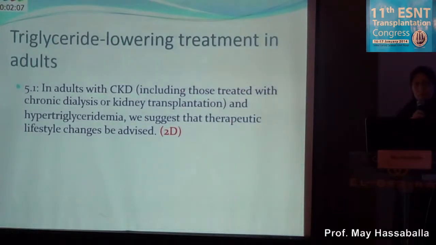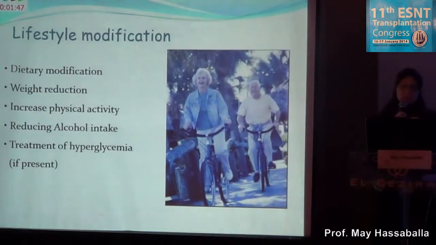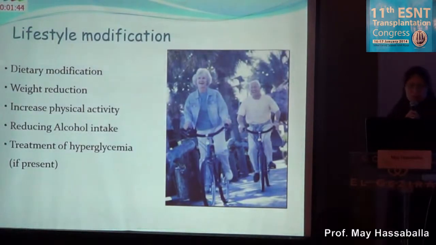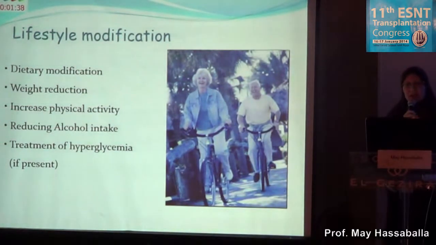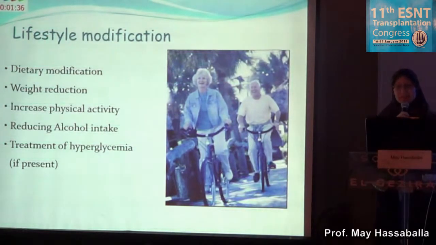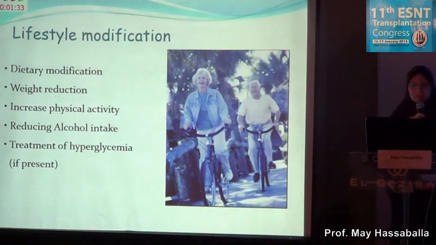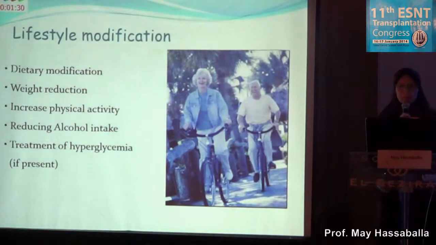Now this is the last statement on triglyceride-lowering treatment in adults, and it says that in adults with CKD, including those treated with chronic dialysis or kidney transplantation and hypertriglyceridemia, we suggest that therapeutic lifestyle changes be advised, and this is graded as 2D. Therapeutic lifestyle modifications like dietary modifications, weight reduction, increased physical activity, reducing alcohol intake, and treatment of hyperglycemia if present. There is no evidence that it does work, but since it has no harm and since it improves the general condition of the patient, it is indicated when triglycerides reach 500 milligrams per deciliter.